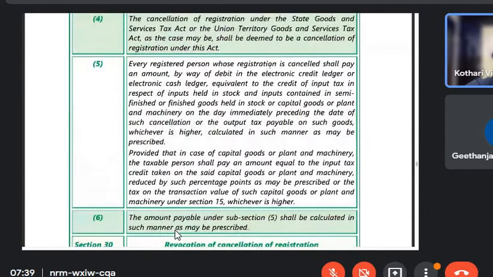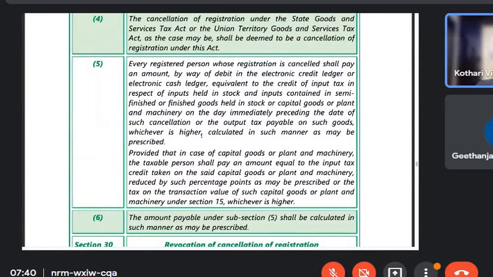Every registered person whose registration is cancelled shall pay an amount by way of debit in the electronic credit ledger or electronic cash ledger equivalent to the credit of input tax in respect of inputs contained in semi-finished goods or finished goods held in stock, or capital goods or plant and machinery, on the day immediately preceding the date of such cancellation, or the output tax payable on such goods, whichever is higher, calculated in such manner as may be prescribed.